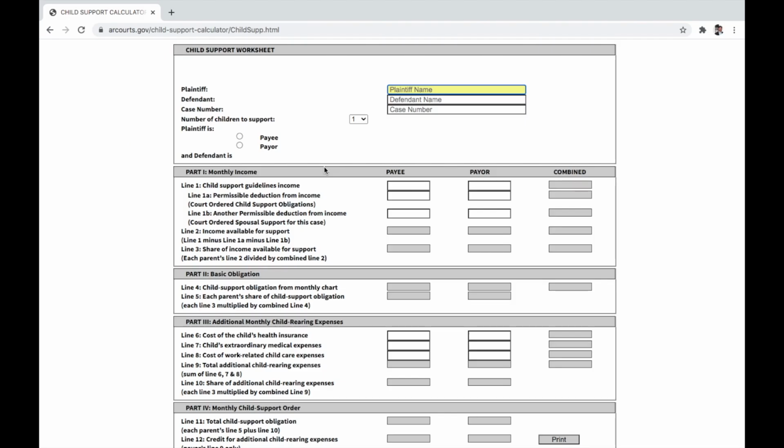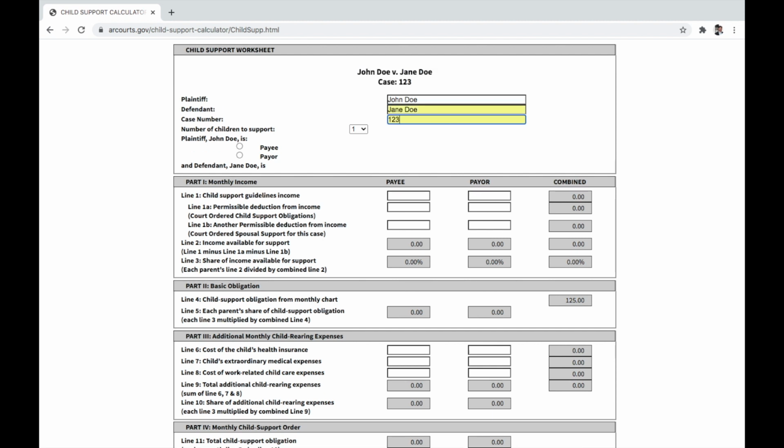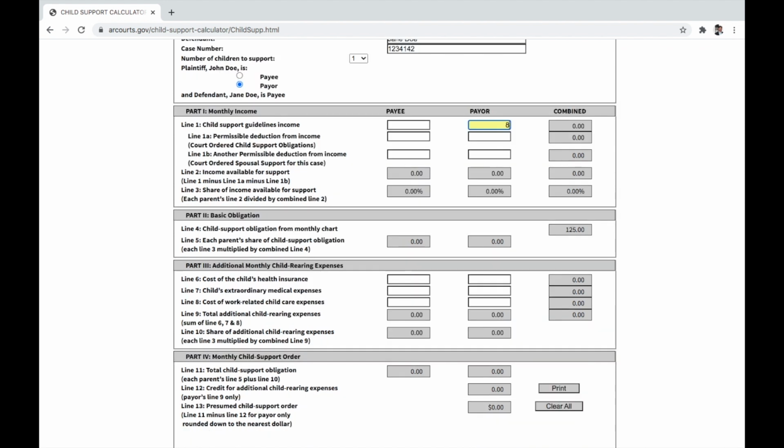The first thing on the worksheet will be to put the information for the case into the appropriate boxes. So we will put the parties' names in and case number. We will also mark the boxes for the number of children, in this instance 1, and who is the payer. Then we will plug in the gross monthly incomes for the parties. This is done by simply dividing the annual incomes by 12 months. That gives us $8,000 per month for John and $2,000 per month for Jane.